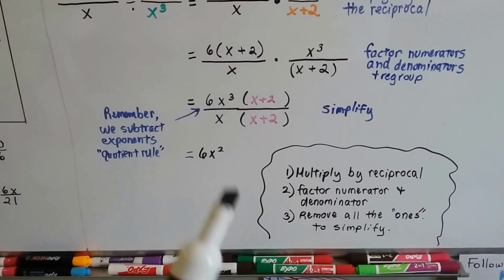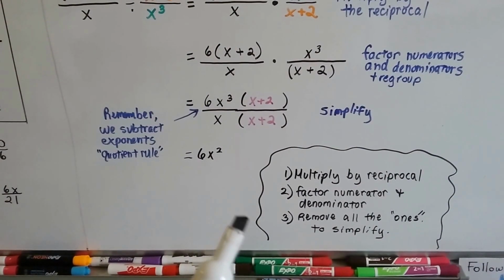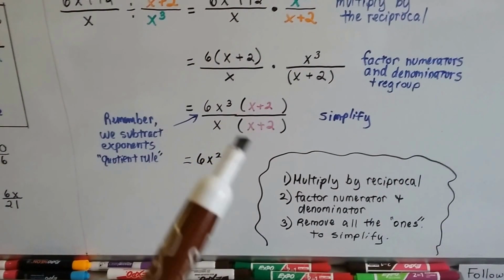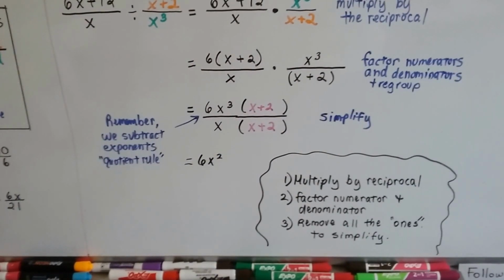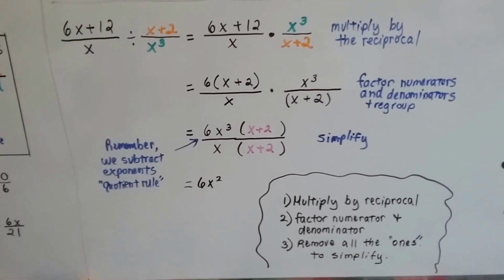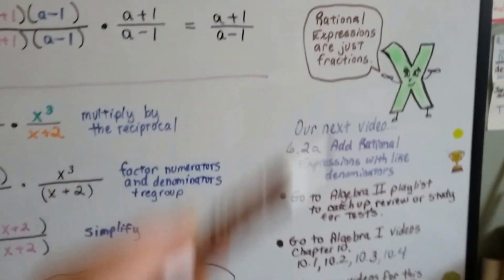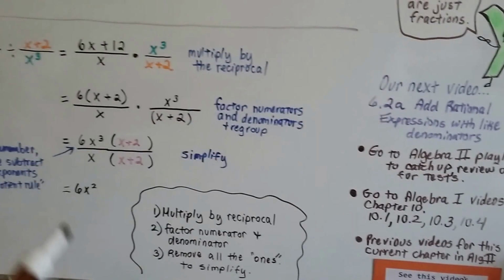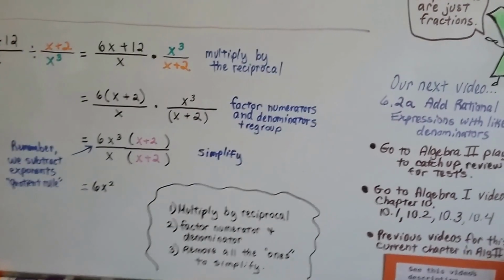So what we did was we multiplied by the reciprocal. We factored the numerator and denominator and regrouped it so that we could see where the 1's were, and then we removed all those 1's to simplify. Okay? So just remember, rational expressions are just fractions. We're going to treat them just like fractions. Okay? And just remember your rules for exponents.